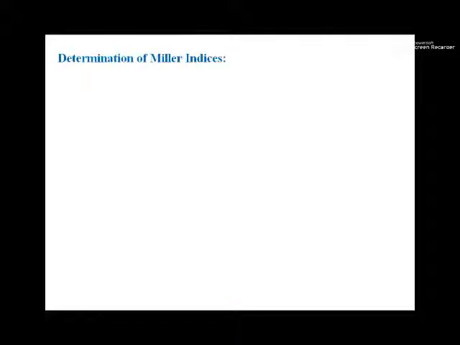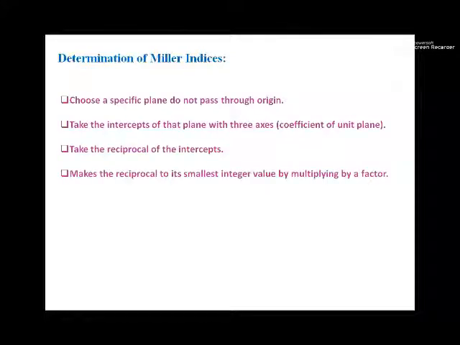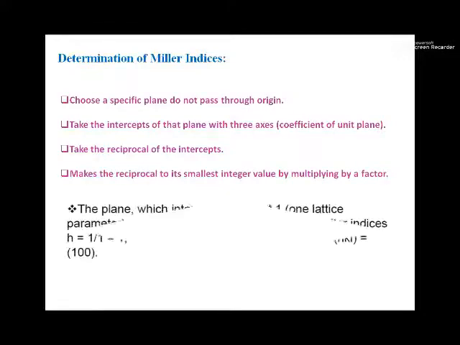So how could you determine the Miller indices of a system? Now choose a specific plane that does not pass through the origin. Take the intercept of the plane with the 3 axes, right? Take the reciprocal of the intercept and make the reciprocal to the smallest integer value by multiplying by some factor. So these are the rules of determination of Miller indices for a specific crystal system, right?